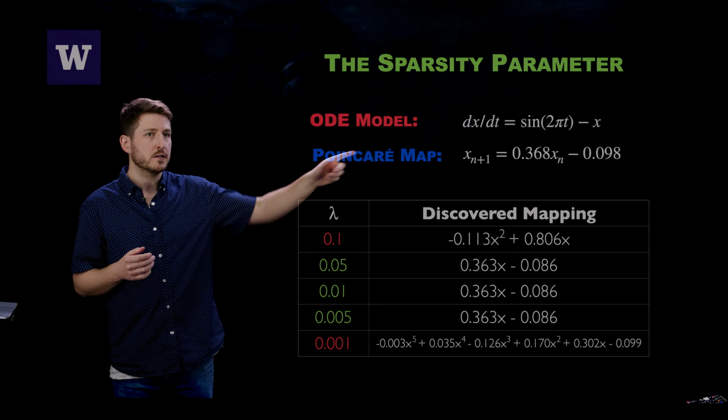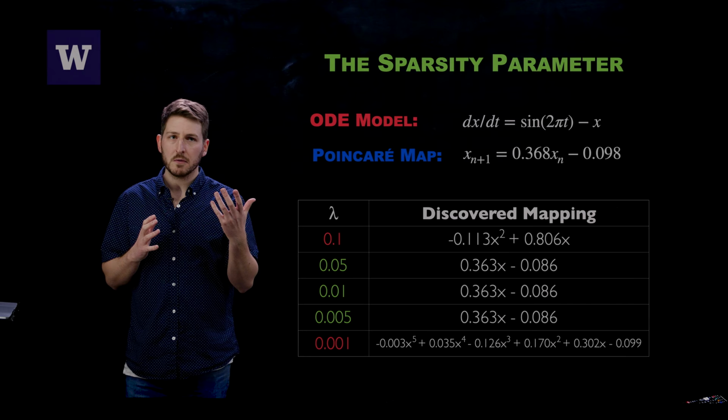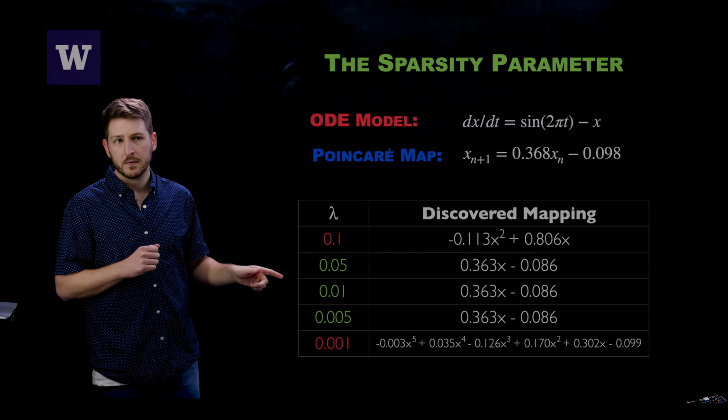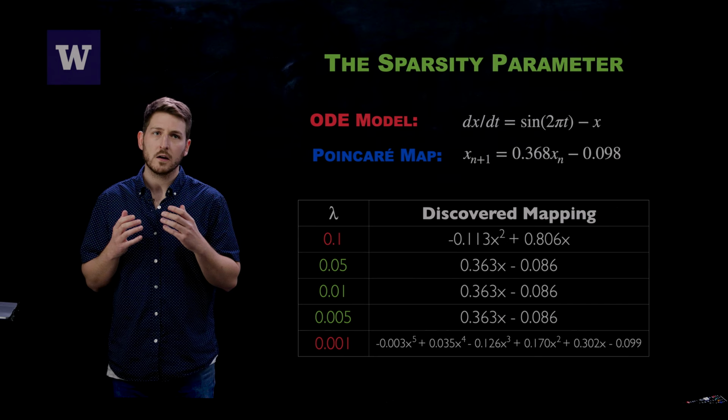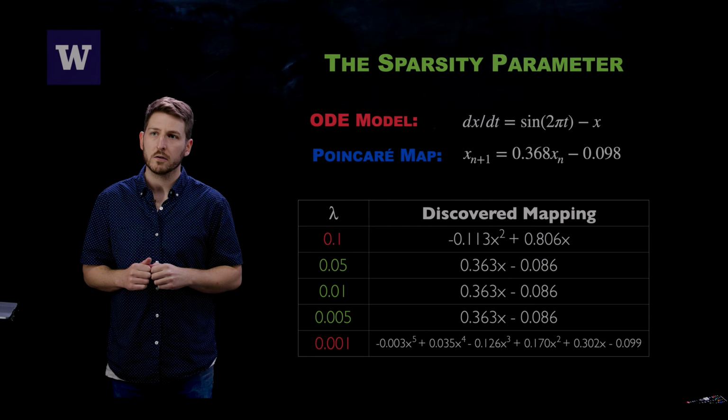Similarly, if your sparsity parameter is too small, then you are going to let in far too many terms, and you get a similar result in that you arrive at a completely inaccurate mapping. But what you can see in the middle here is a Goldilocks zone. And in this case, the sparsity parameter is just right to ensure that you can discover an accurate description of that Poincare map. And in fact, the discovered mappings here are equivalent to this mapping up to an error on the order of that sparsity parameter.